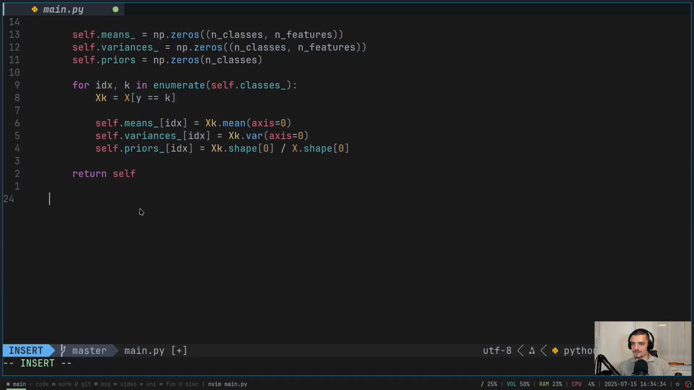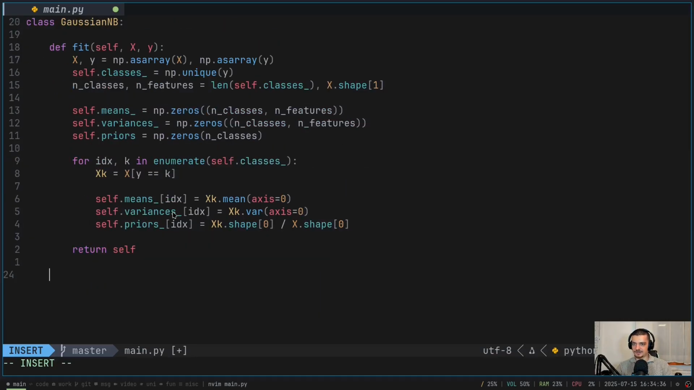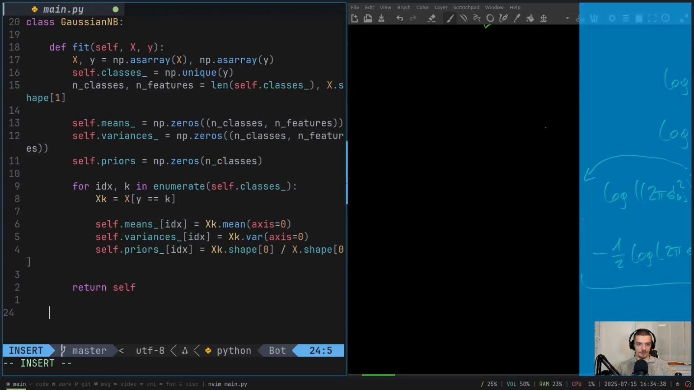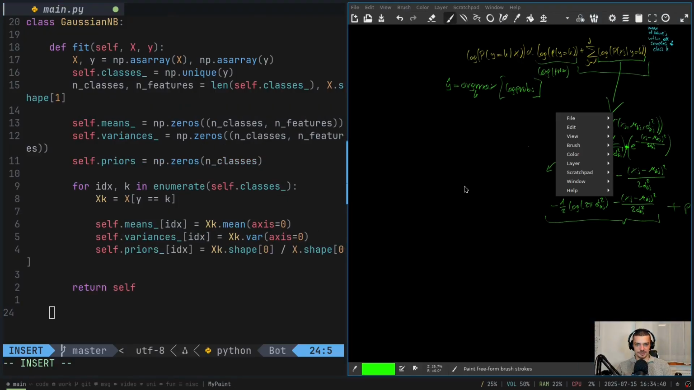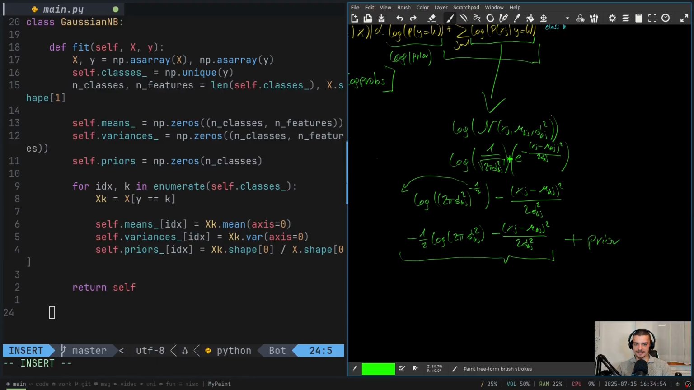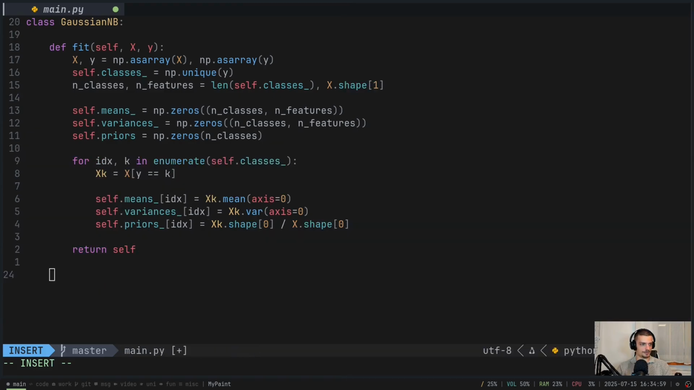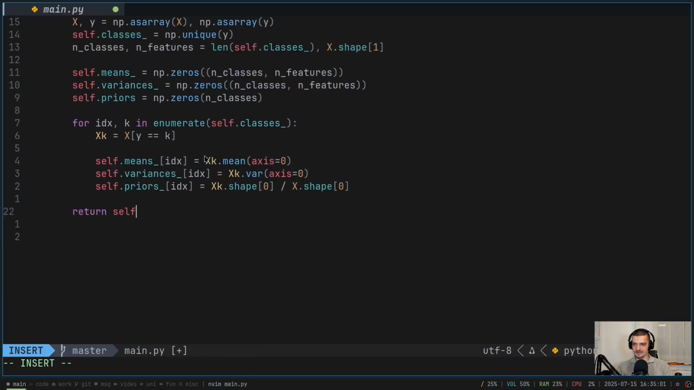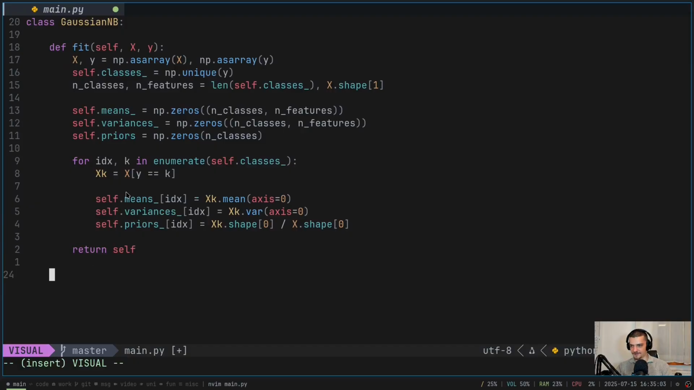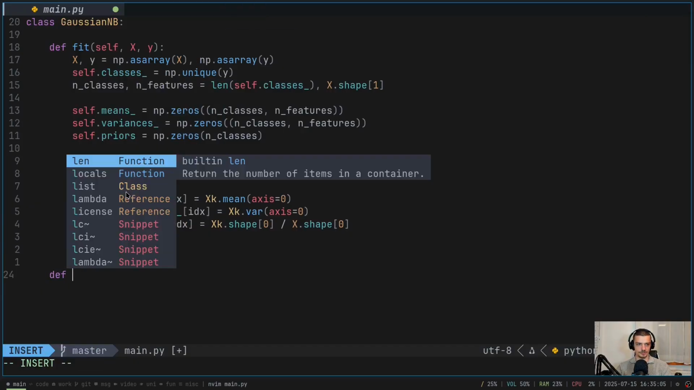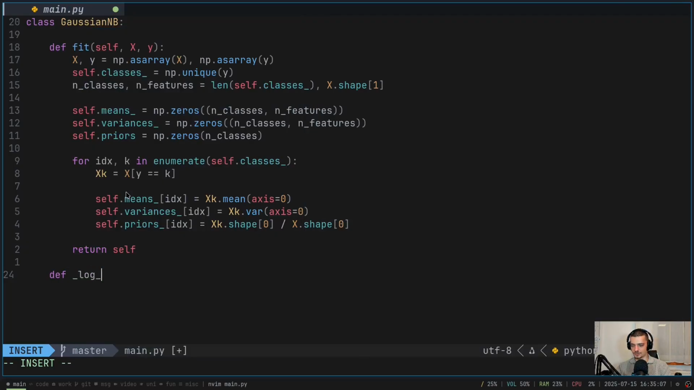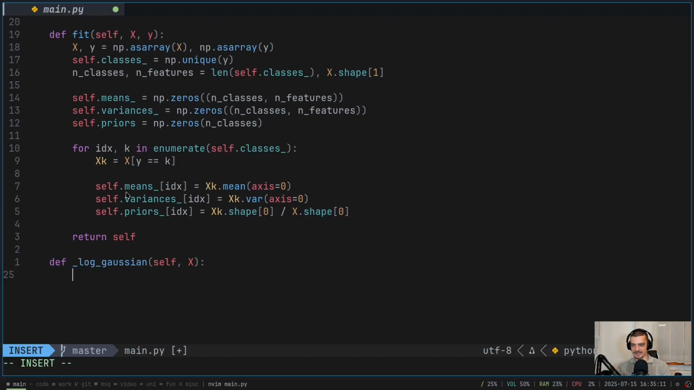All right, and now comes the mathematics. This is now the only thing that we need to do based on our great sketch here. So we need to put this whole thing into the formula, but basically we now need to take these log formulas here and put them into Python code. So I'm going to do this here. I'm going to say there is a function here called _log_gaussian, self, given some data x. And we're now going to apply the formulas.